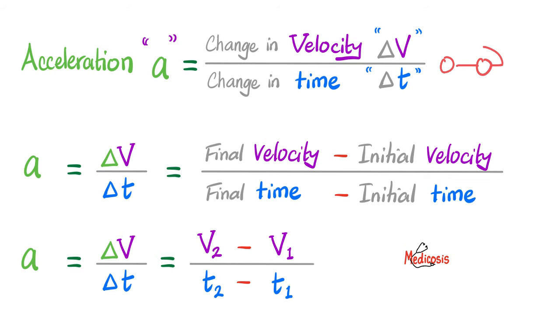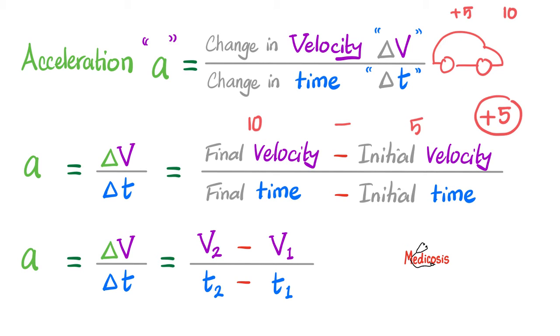Now let's practice with some numbers. Suppose that you were driving a car and your speed increased. You're accelerating from 5 kilometers per hour to 10 kilometers per hour. So what's the final velocity? 10 kilometers per hour. And what's the initial velocity? 5 kilometers per hour. 10 minus 5 is positive 5. So your acceleration will be a positive number. Yeah, because you're speeding up.